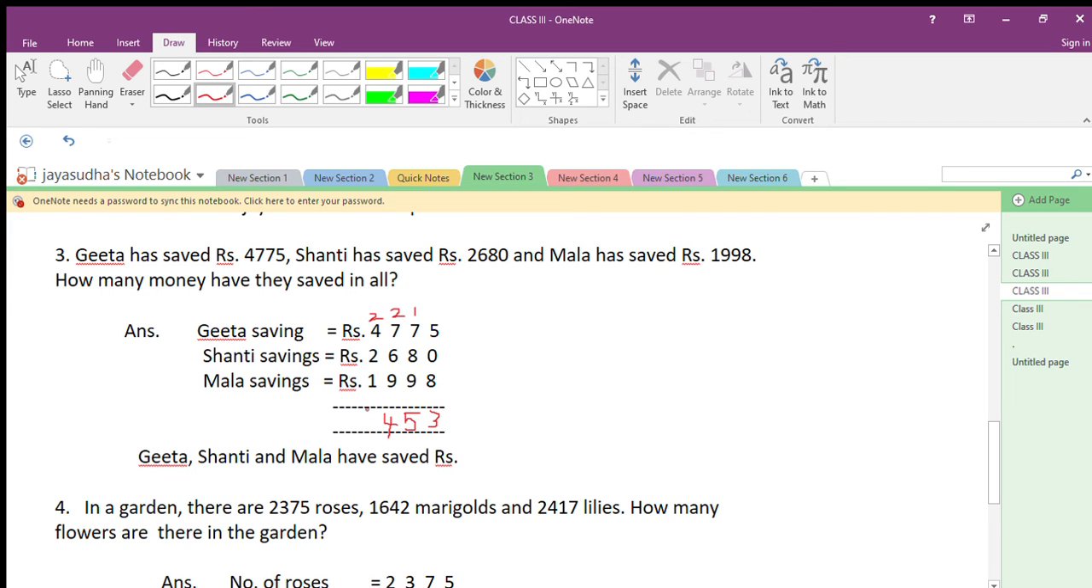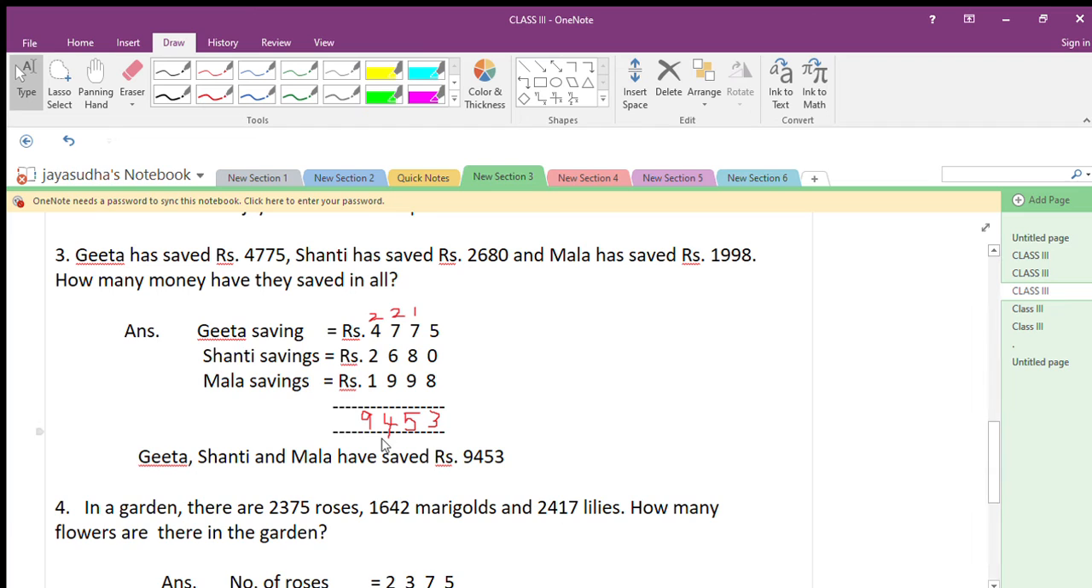9. So the total money these three girls saved, how much money? 9,453. Geeta, Shanti and Mala have saved rupees 9,453. Are you okay, children?